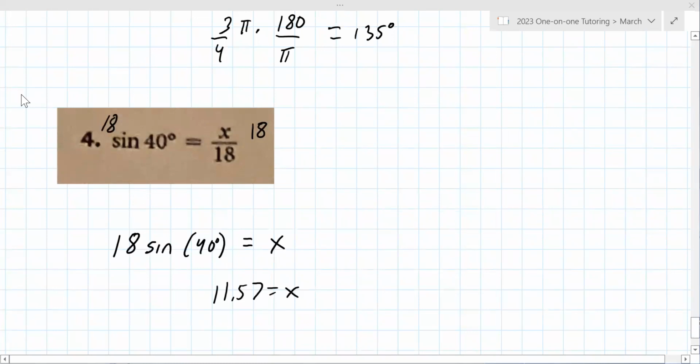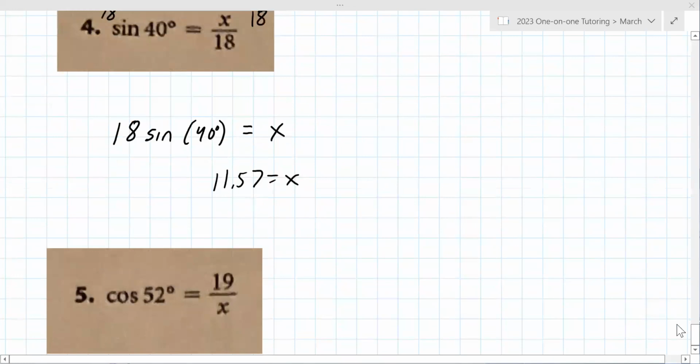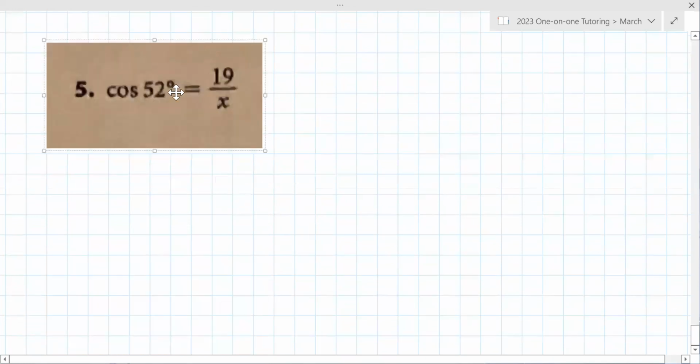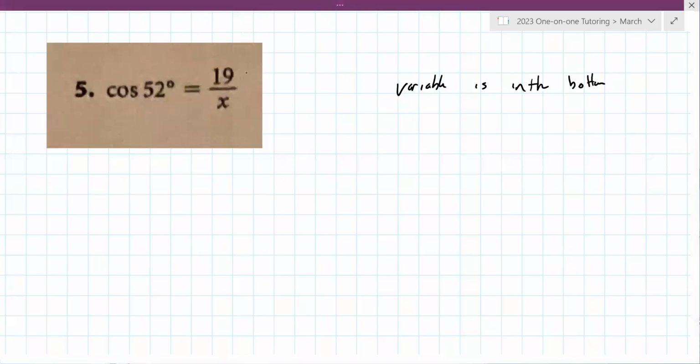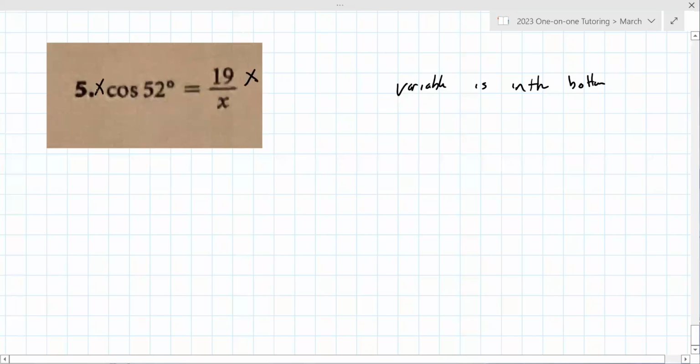All right, let's look at number 5 because it's kind of related to number 4. This time though, the variable is in the bottom. And this is the harder case to solve for. You are essentially going to multiply both sides by x. So on the left, x cosine 52 equals 19.